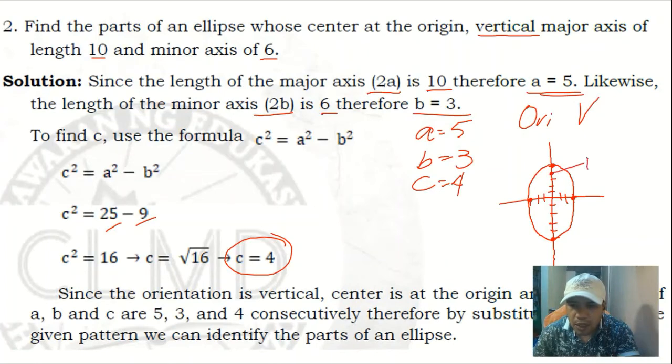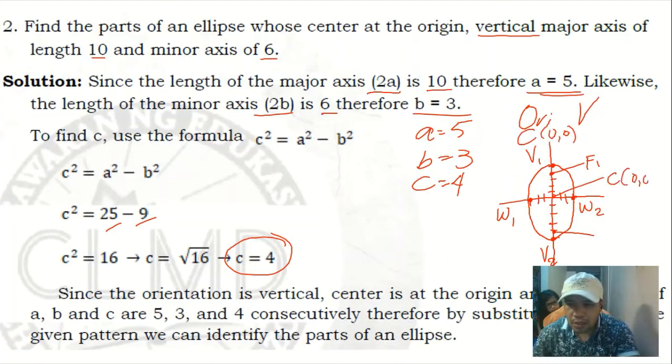Ito yung way nating F1. This is the V1, V2, W2, W1, then F2. So V1, by the way, center is in origin, 0, 0 pa rin. So center, 0, 0. Then V1. V1 is 5, so 0, 5. V2 is negative 5, 0, negative 5.